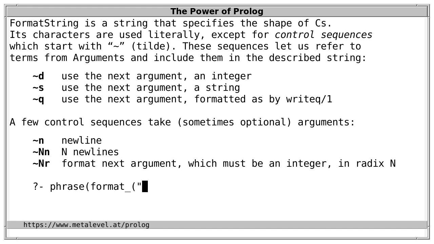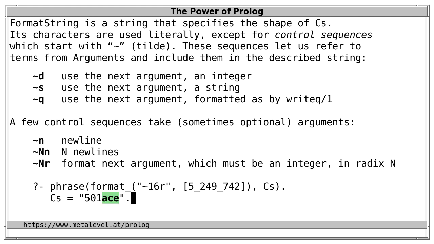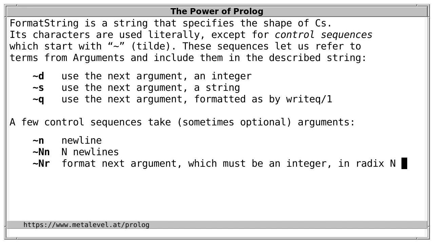For instance, we may ask for the binary representation, that is base 2, of an integer like this. So this is the same integer in binary. So format_ is sometimes useful to reason about different representations of integers. And we can use base 16 for the hexadecimal representation, where lowercase letters are used for digits greater than 9. And we get uppercase letters if instead of a lowercase r, we use an uppercase R, like this. And in this case, if N is omitted, then it defaults to base 8, that is octal.